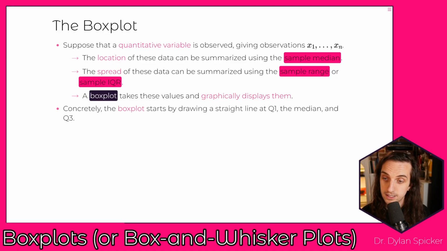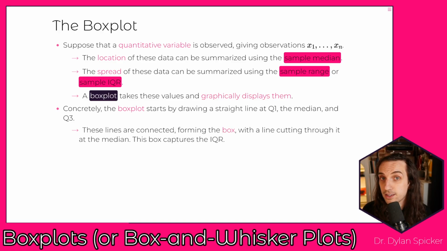And so how does that work? Well, the boxplot's going to start by drawing a straight line at the first quartile, so Q1, at the median, and at Q3. So we have three straight lines that are running parallel to one another here. Q1, above that the median, above that Q3. These lines are then connected using vertical lines to form a box that has a middle line drawn throughout it, right? So then we have a box that's going from Q1 up to Q3, and the median is marked across this box. Okay, so that's the box from our box plot.